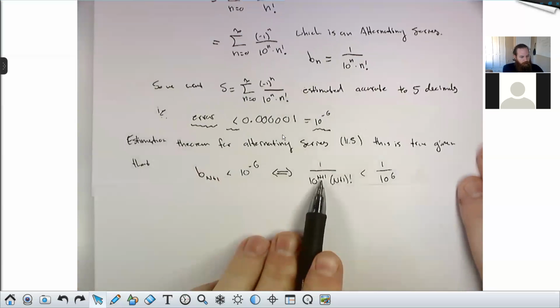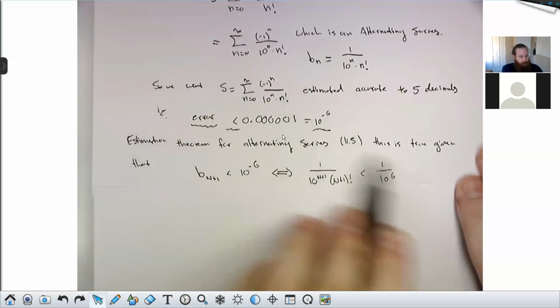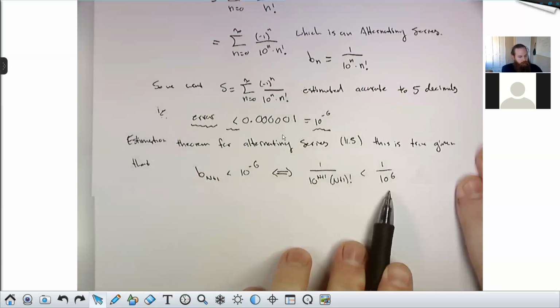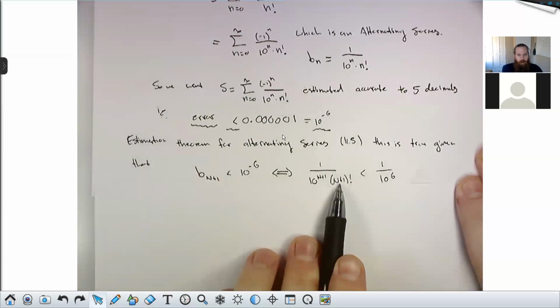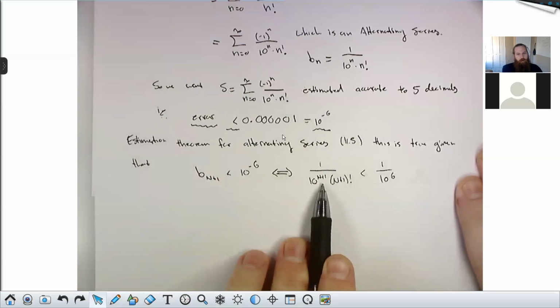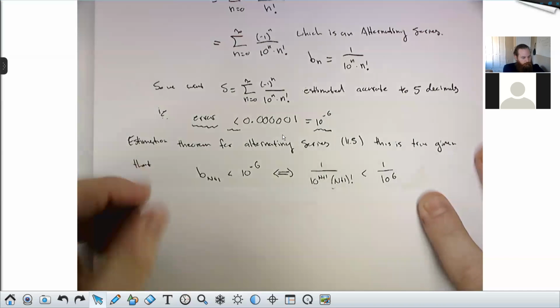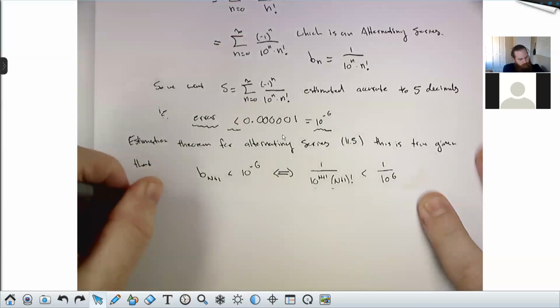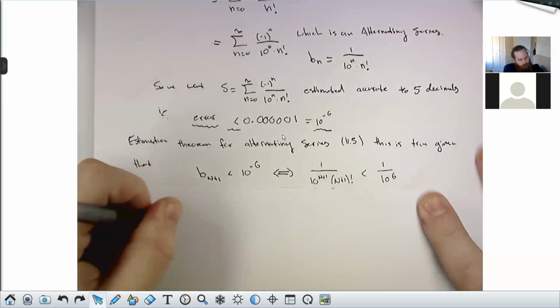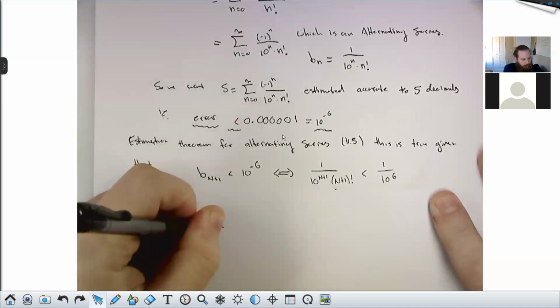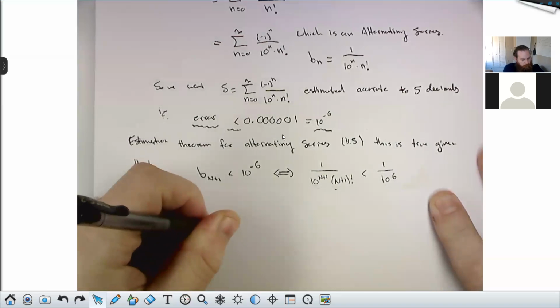It's true that if n is bigger than 5, this will automatically be true, because just the 1 over 10 to the n plus 1 will be smaller than this. But the n plus 1 factorial actually grows way faster than 10 to the n plus 1. So n equals 5 is overkill. So let's guess. Let's try capital N equals 2, just for fun. That would be 1 over 10 to the 3 times 3 factorial.